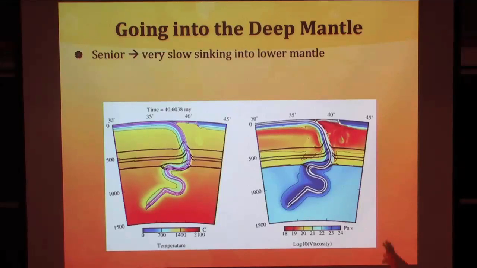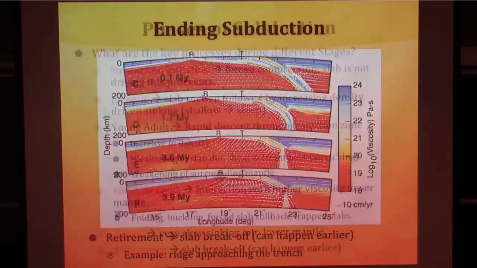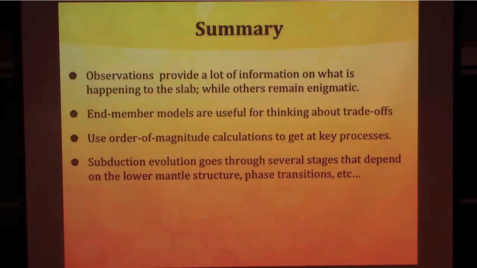We don't yet know the answer to what actually controls all of this, which is great for all of you because it means that there are a lot of questions out there to still answer. Okay, so I will end there. Ending subduction: they die, they break off. I know it's sad. Retirement. This was the life of a slab. So this is the interaction with the lower mantle I called the midlife crisis: folding and buckling. All right, so I will finish there, and I'll take any more questions.